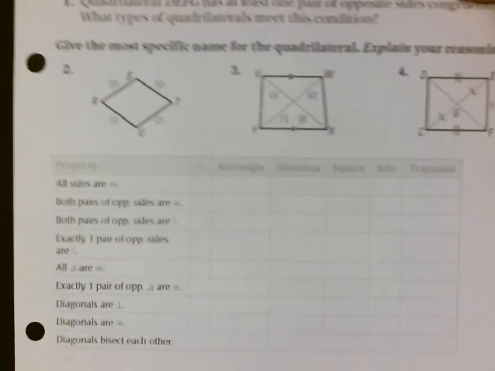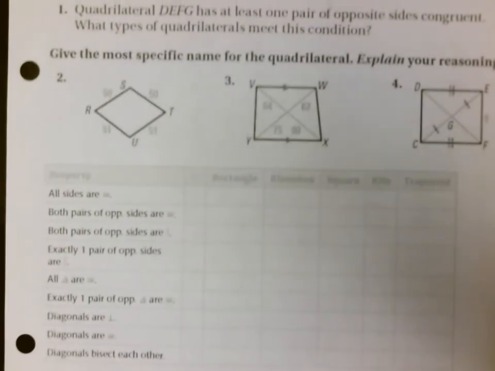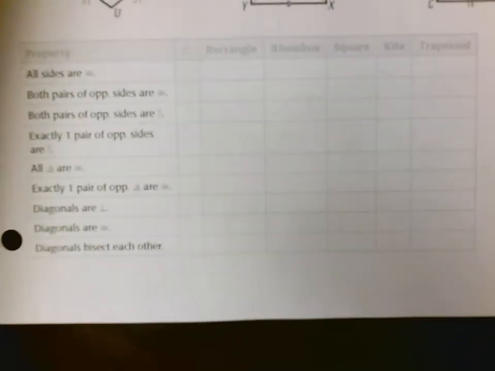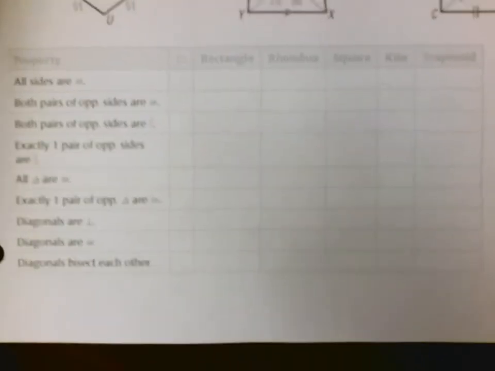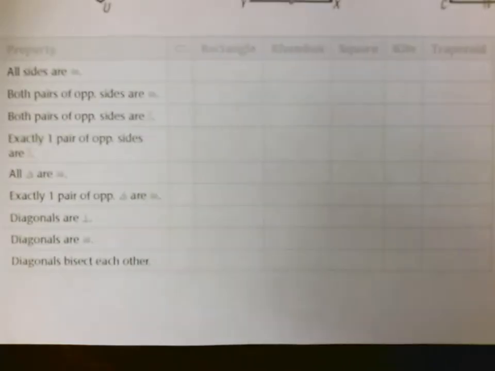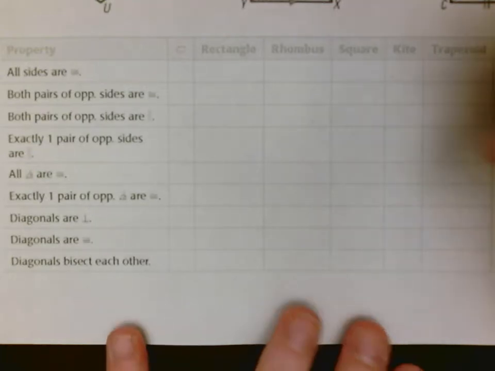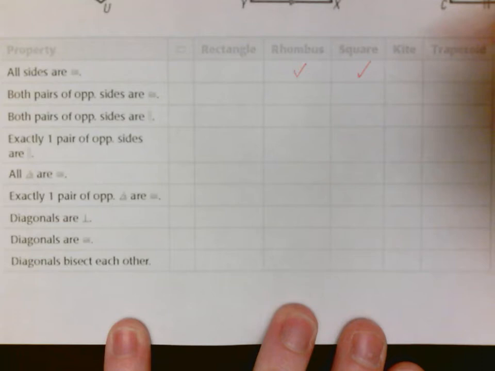So the next thing you have is this chart. To figure out what gets filled in this chart is basically going to your flowchart that we already created and marking what is congruent. So with that, all sides are congruent. The items that allow all sides to be congruent would be a rhombus and a square. So this is true and this is true.